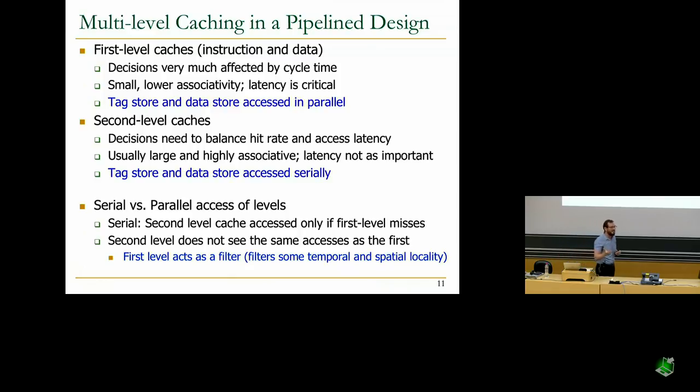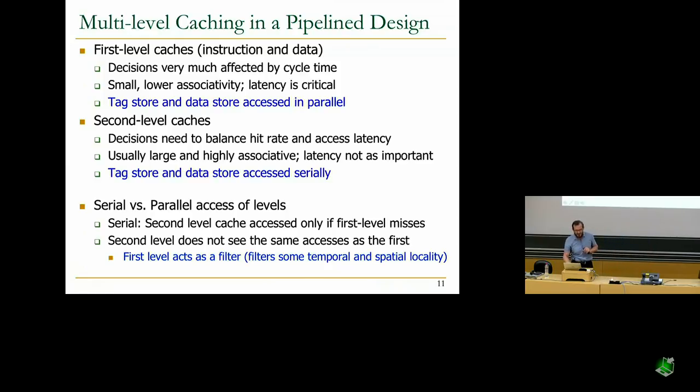But that could be important, right? So what is the upside of parallel access? Essentially you get the benefit if you miss in the first level and if you hit in the second level. That's the upside. The downside is you expend a lot of energy to actually access both levels at the same time. Maybe not a good idea.